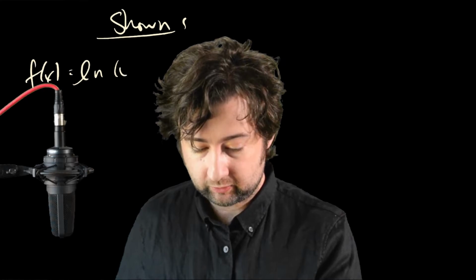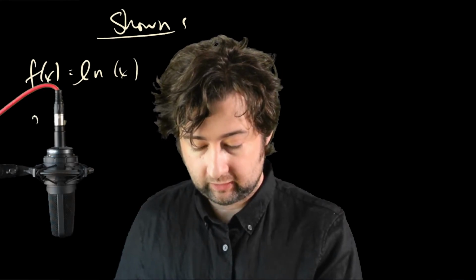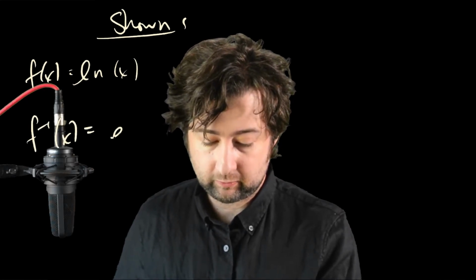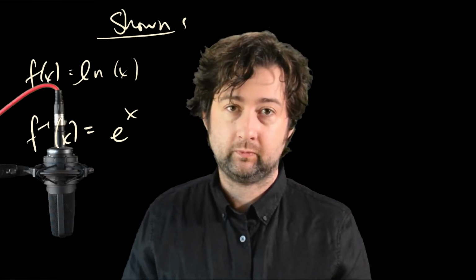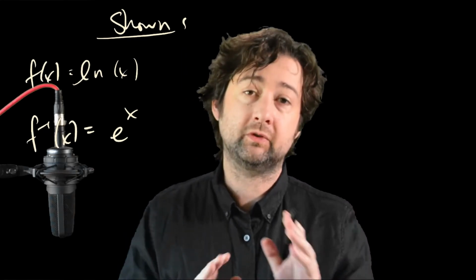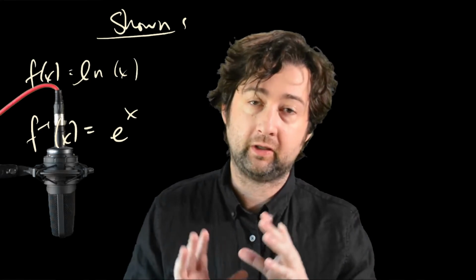That if f of x is equal to the natural log of x, then f inverse of x is equal to e to the x. And that's where the exponential function comes from, starting from the position of defining the log as an integral. Okay, so we also want to know where the exponential properties come from.